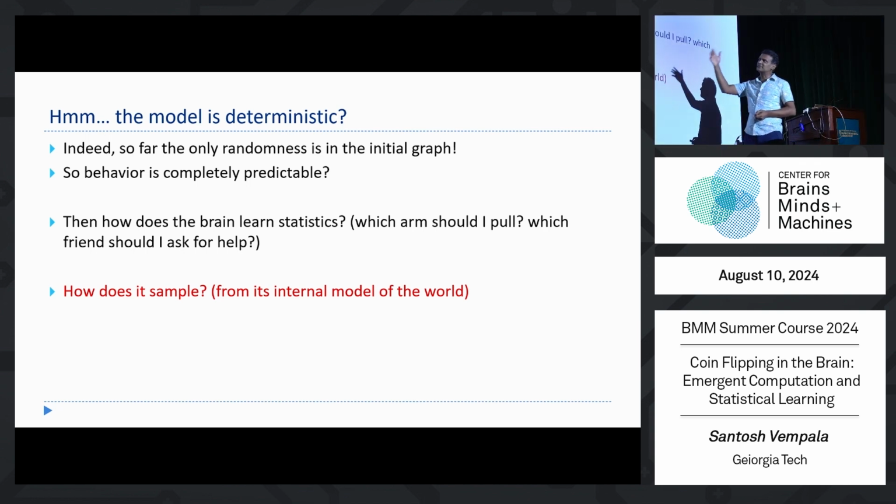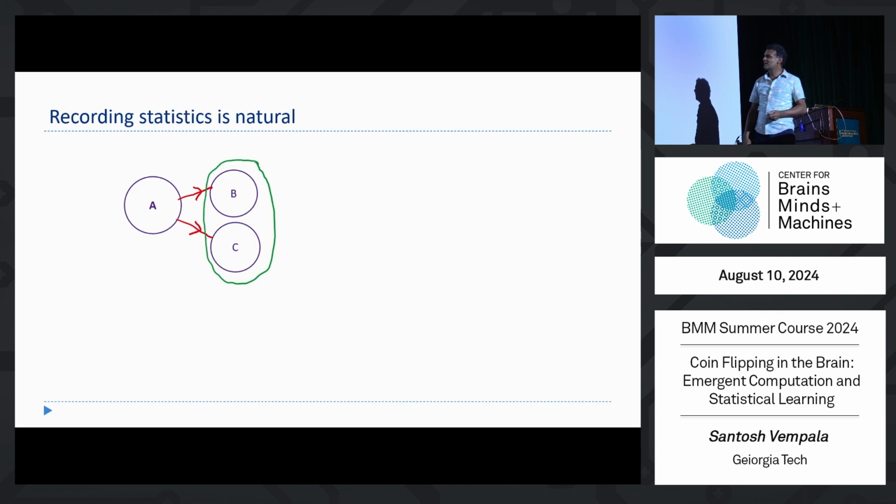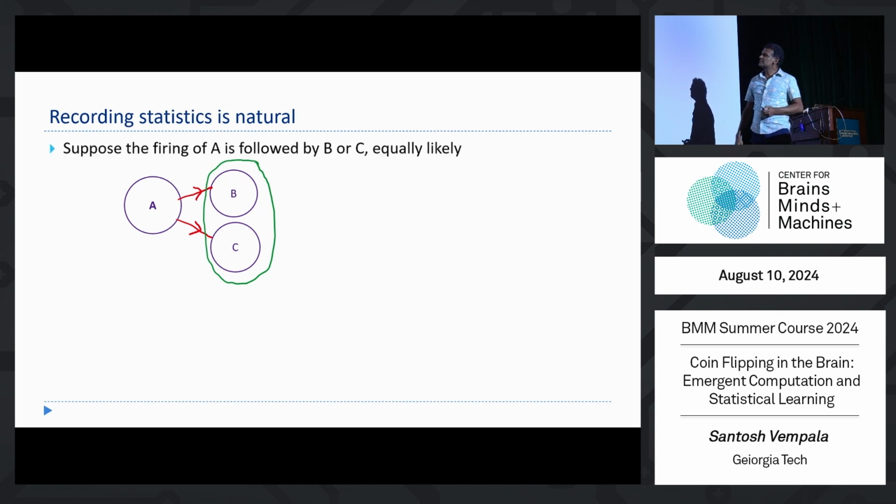So the first question is, how does it learn statistics? And second, even once it has learned these statistics, how does it actually draw from that? How does it sample from that? And we don't want to do this, again, with any new mechanisms. To the extent possible, just the same rules. So here's what I mean.